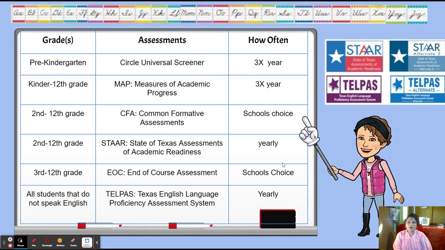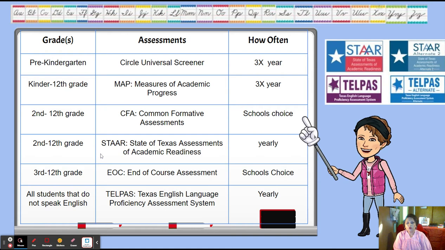Okay, these are some of the state assessments. For pre-kindergarten, they use the Circle Universal Screener, which is given 3 times a year. Kindergarten to 12th grade are given the MAP test, which measures academic progress, and it's given to them 3 times a year. For second through 12th grade, we have CFAs, which are common formative assessments, and it's a school's choice.